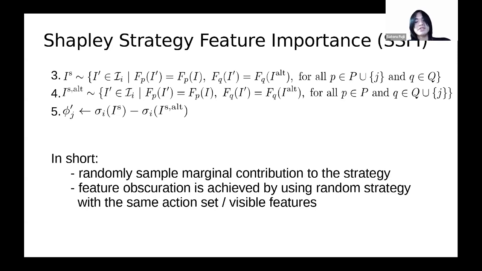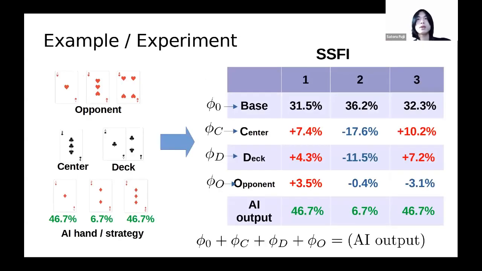In our particular algorithm for this game strategy, feature obscuration is achieved by using random strategy with the same action set and visible features. This is an example of SS5 on Gooseberry yielded by our experiment. One of the good things about this is that the sum of SS5s of each feature equals the AI output as shown in the table, which greatly helps us to comprehend this with intuition.